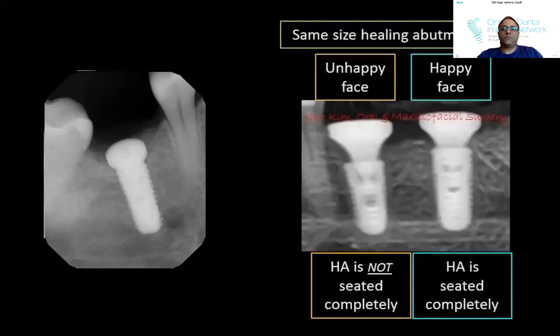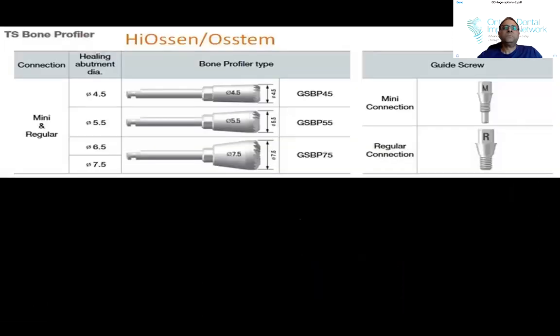This is a nice picture I actually got off of Dr. Joan Kim. He's an oral surgeon. It was a nice diagram. I've never seen this before, but it's really cool. With the Hiossen system, when the healing abutment is not seated, you'll almost see like an angry face with the mouth open. And when the healing abutment is seated, you'll see almost like a smiley face, like he's happy. So that's kind of a cool technique. I didn't realize that, but if you look closely enough, you can see that.